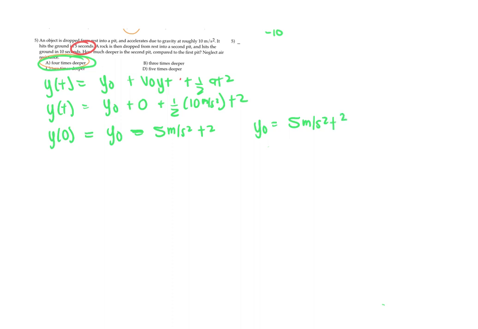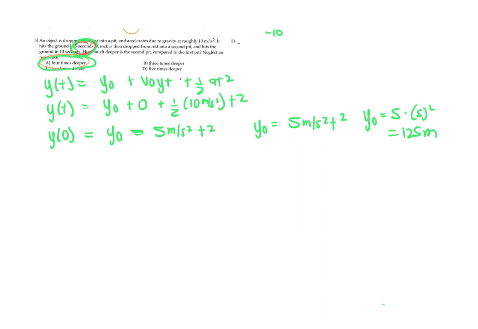Now, what we're going to say about t squared is that our first t is 5 seconds. So y0 equals 5 times 5 squared, which gives us 125 meters, the depth of that pit.